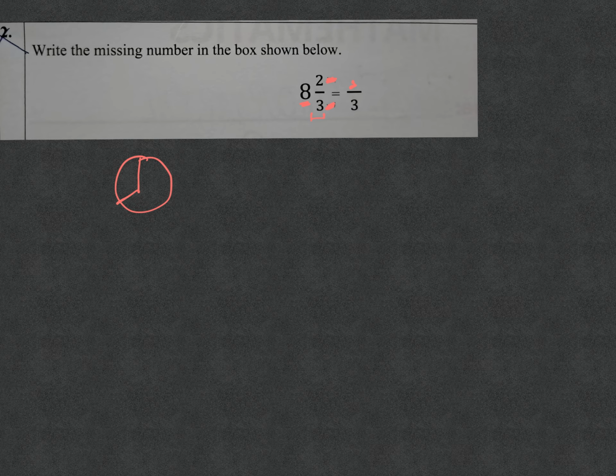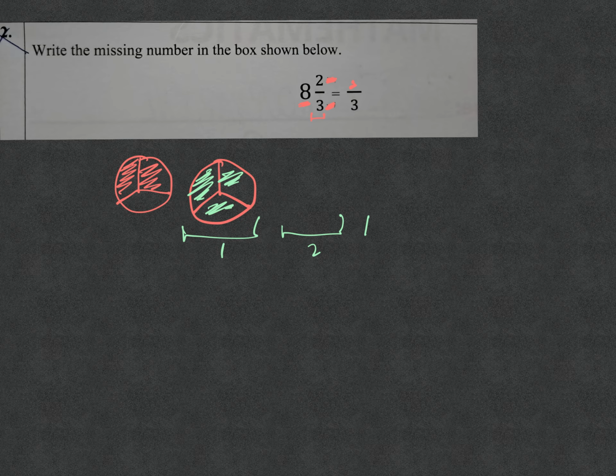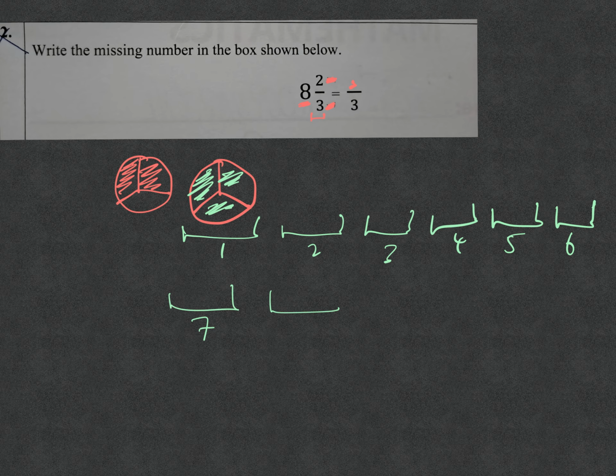So let's draw it. Imagine this is 3 equal slices, pardon my poor handwriting, and we have 2 shaded: 1, 2. This would represent 2 over 3, but we have 8 of them where all are shaded. I'll change the color to green. So 1, 2, 3, 4, 5, 6, 7, and 8, all looking exactly the same as this.